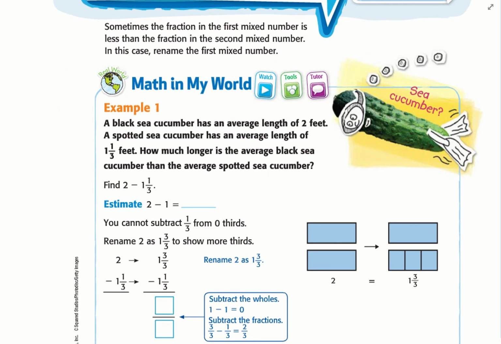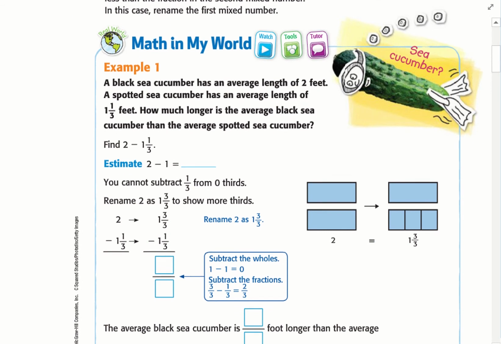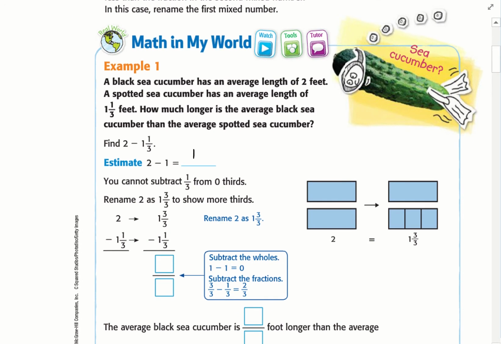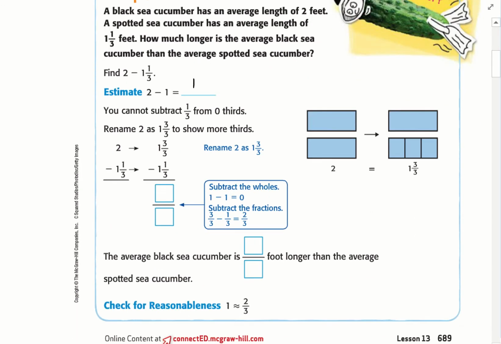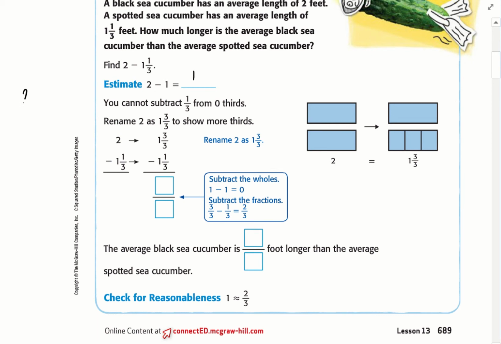So, example 1. A black sea cucumber has an average length of 2 feet. A spotted sea cucumber has an average length of 1 1/3 feet. How much longer is the average black sea cucumber than the average spotted sea cucumber? If I'm going to estimate, my answer is going to be close to 1. So I have to rename my numbers. I have 2 minus 1 1/3.